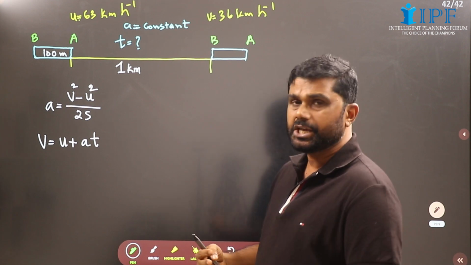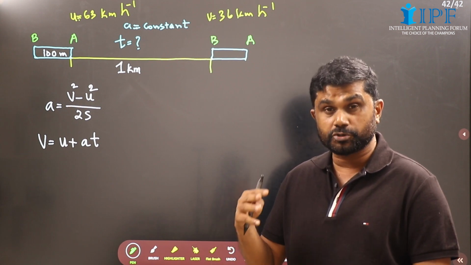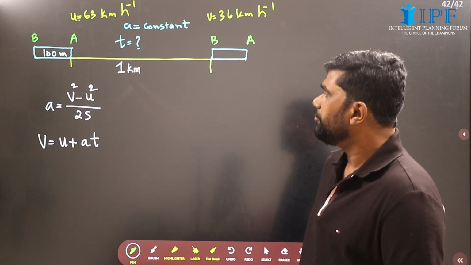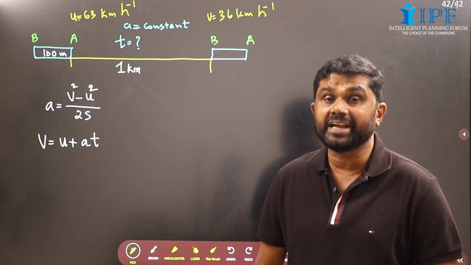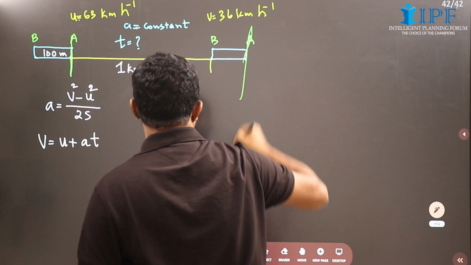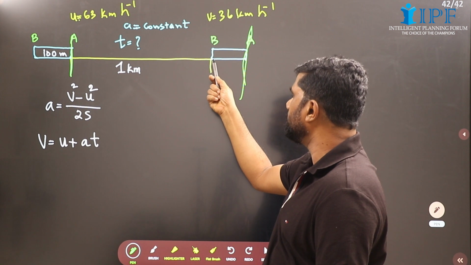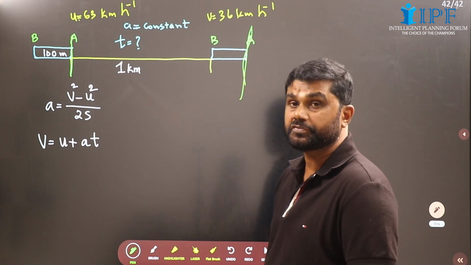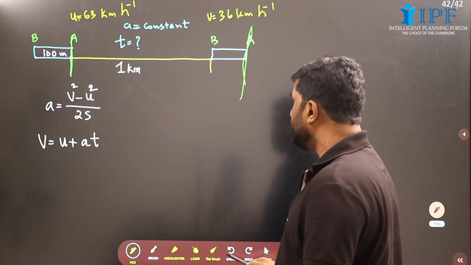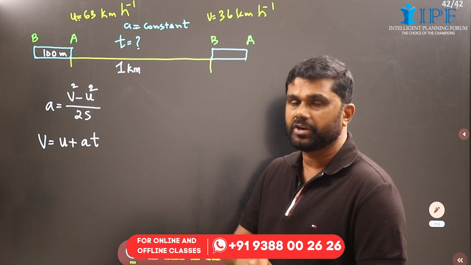So any equation of motion, v equal to u plus at or s equal to ut plus half at square, can be applied for any points. Suppose we are applying that equation for the front end of the train, from this point to this point. What is the displacement? From here to here it is 1 kilometer, and from here to here, the length of the train, it is 100 meter or 0.1 kilometer. So if you apply this equation for the front end of the train, the displacement is 1.1 kilometer.